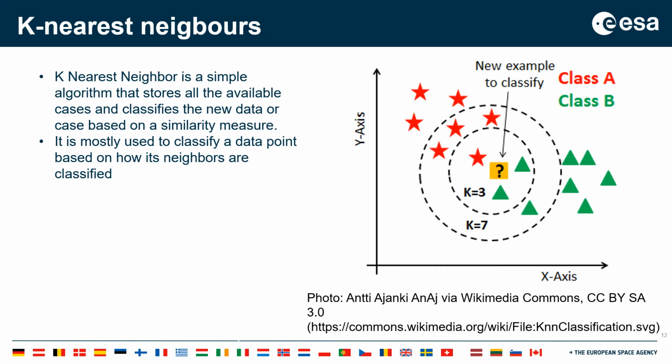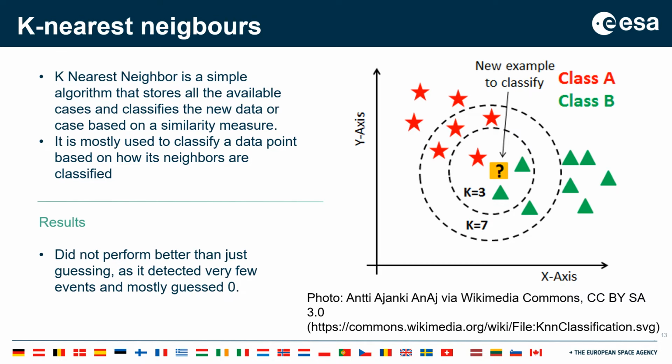So this is the k-nearest neighbor. K-nearest neighbors is a simple algorithm that stores all available cases and classifies the new data or case based on a similarity measure. This is mostly used to classify a data point based on how its neighbors are classified. So if you have a new point, which is the yellow square, it might label it as a green triangle, as there are two very close green triangles close to it, rather than a red star. So this is based purely on what the training data looks like to then predict new points.